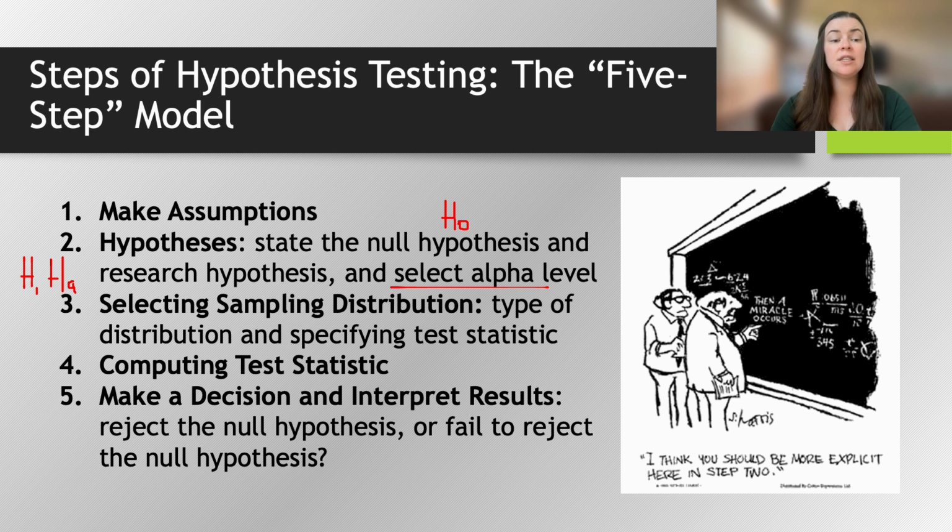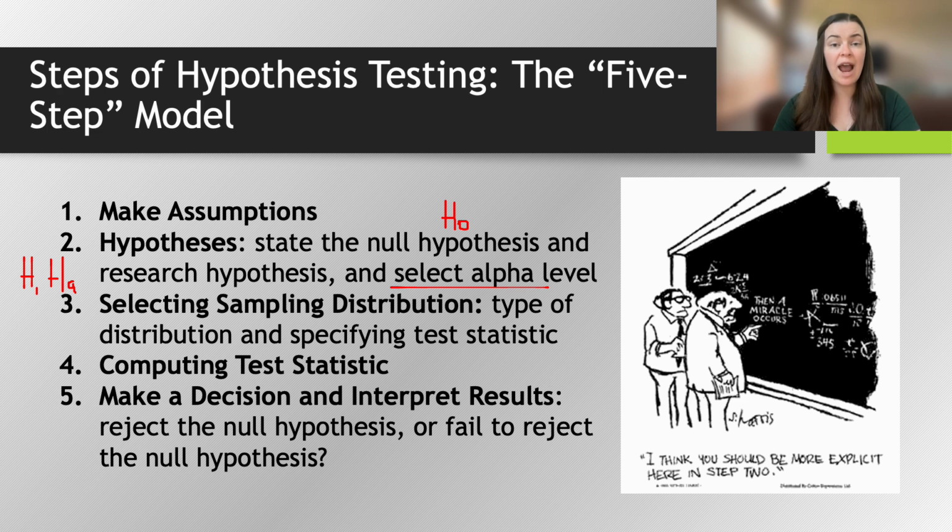Step 3 is to select our sampling distribution. This is the type of distribution and specifying our test statistic. Essentially, what I want you to do in step 3 is take a look at the problem and determine if we're using proportions or means. That's going to have an influence on step 4 when we get to computing our test statistic. So it's really important for us to figure out which one we're using because there's 2 different formulas depending if we're using means or proportions that we'll have to use at step 4.